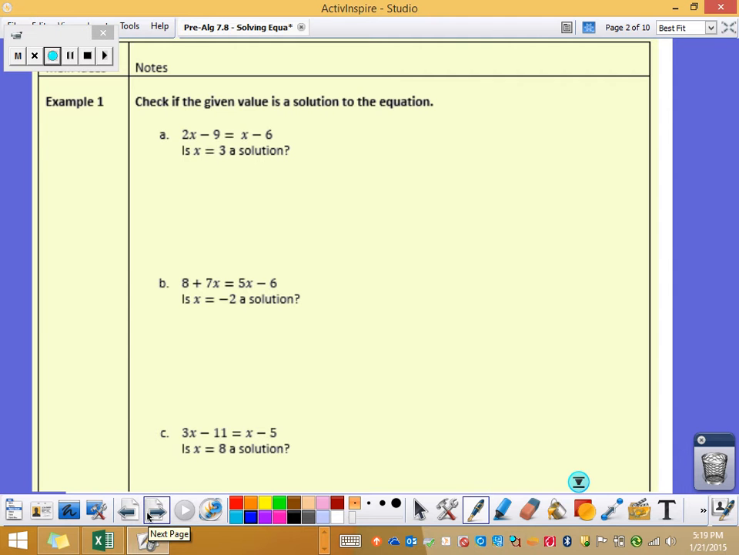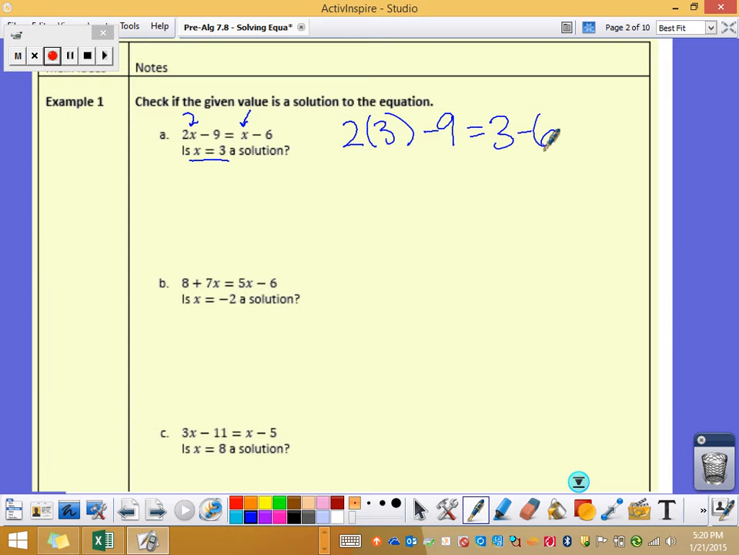On page 31, we're going to start with example 1. Says, check if the given value is a solution to the equation. We've been doing this for the past few days, so we should be pretty good at it. The one difference that you'll notice is that we're given x equals 3, and I've always said, wherever you see an x in your equation, that is where you're going to plug in 3. In this case, we have an x on both sides. So you guessed it, we're going to plug in 3 on both sides of our equation. So anywhere I see x, I'm plugging in a 3. So we get 2 times 3 minus 9 equals 3 minus 6.